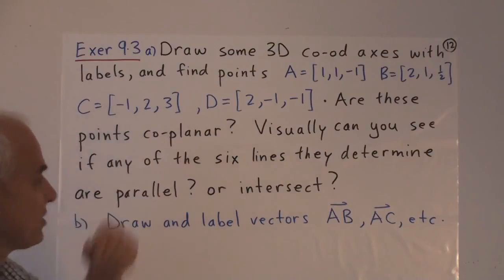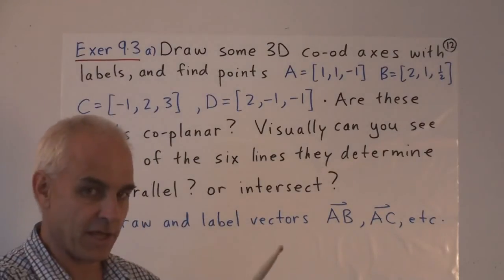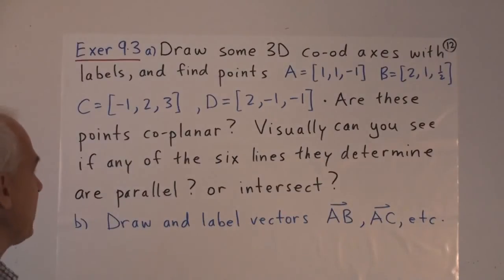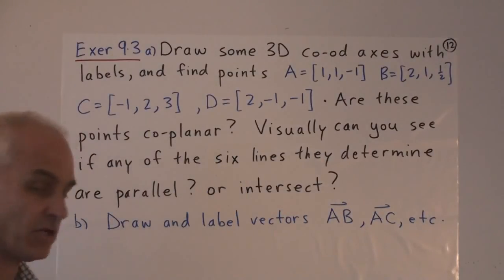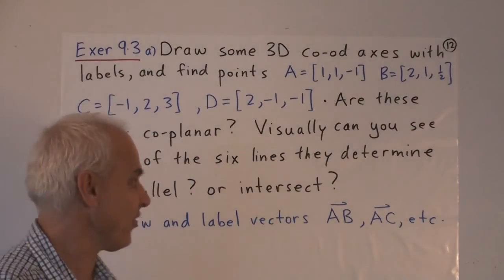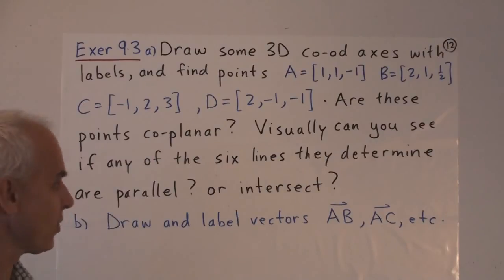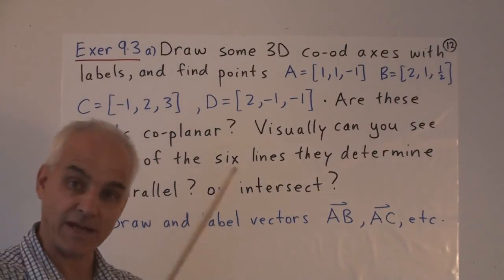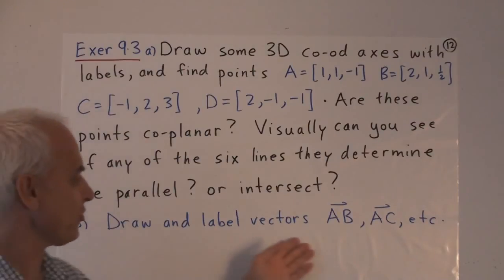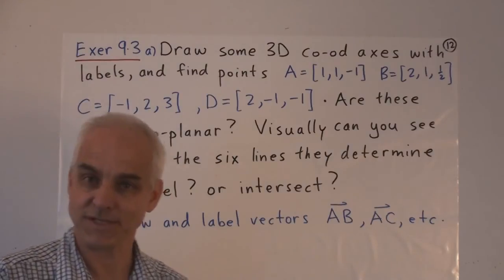Are these points coplanar? So once you've drawn them, just try to visualize, is there a plane that goes through all 4 points? Can you see if any of the 6 lines that are determined by those 4 points, because 4 points determine 6 lines in general, are any of those parallel? Do any of them intersect? And finally, try to draw and label some of the vectors joining these 4 points.